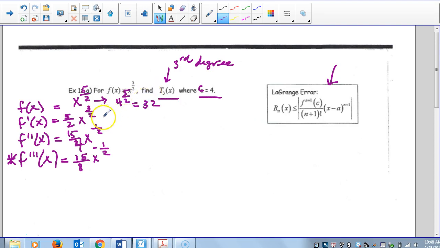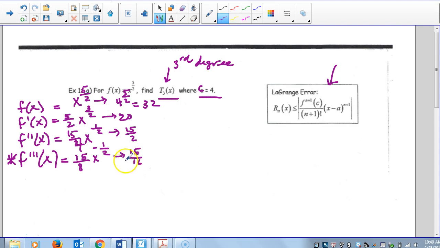So you're evaluating each of these. I'm putting in 4. I'll just write down what I got. I got 20. This one I got 15 over 2. This one, when I stuck a 4 in there, that's where I got the 15 over 16 from. I was thinking about plugging it in already.